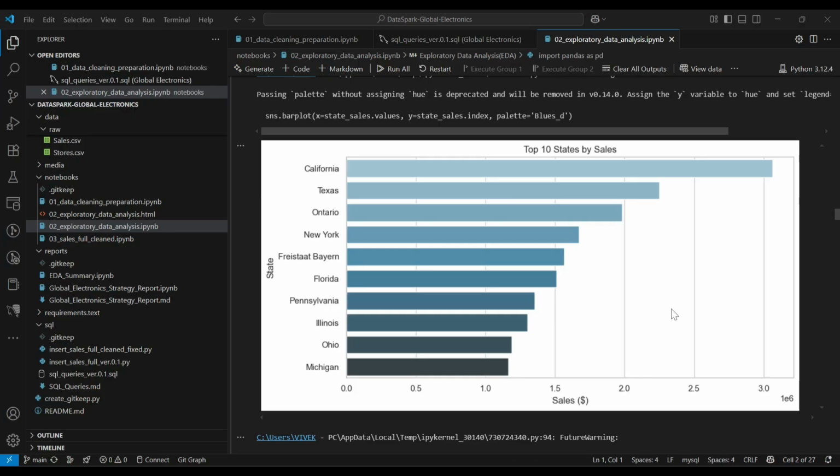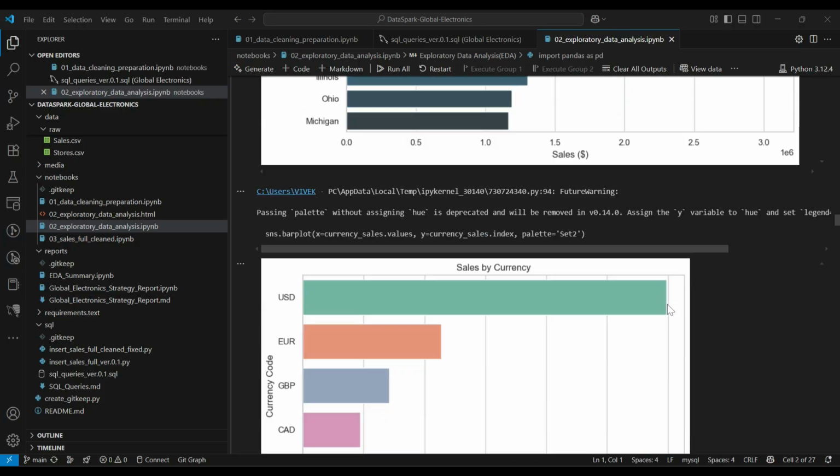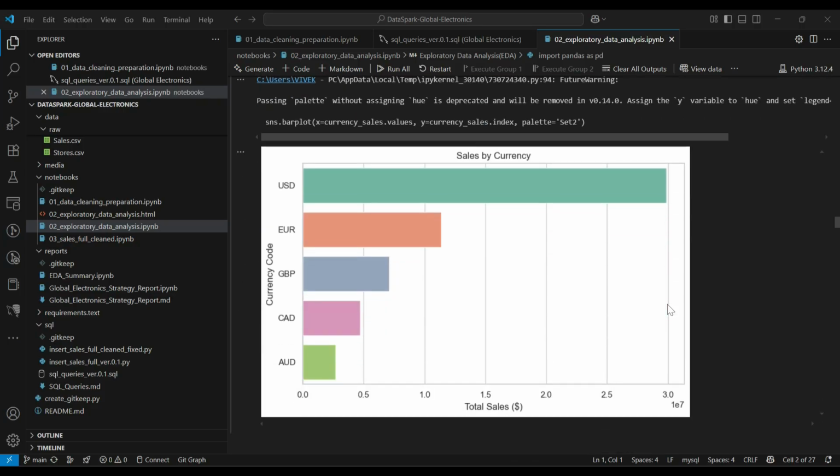Top 10 states by sales. Insight: US states like California, Texas, and New York dominate sales, with Ontario and Frestat Bayan leading internationally. Observation: California alone crosses $3 million in sales. Actionable insight: allocate more marketing budget and supply chain resources to top-performing states. Explore potential store expansions in these areas.